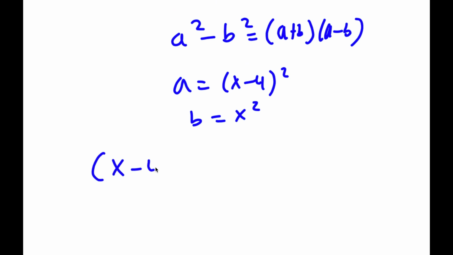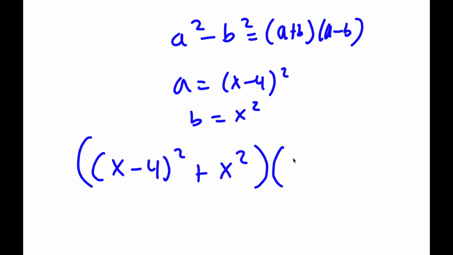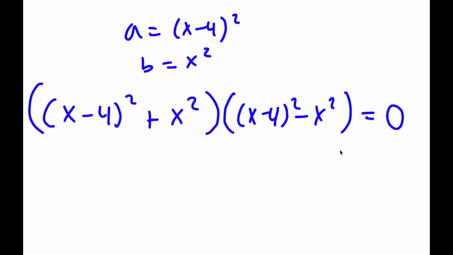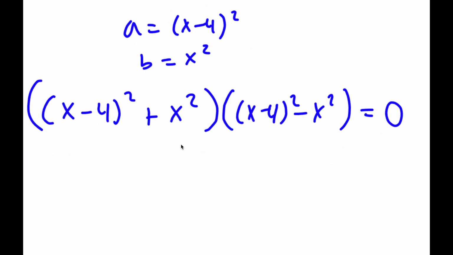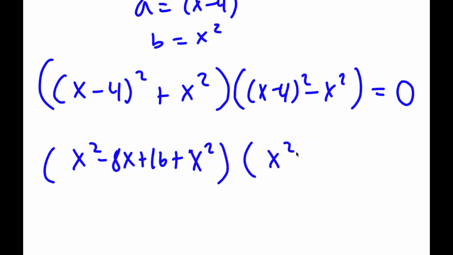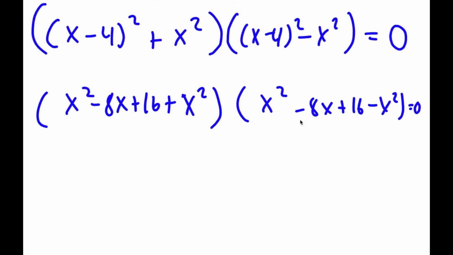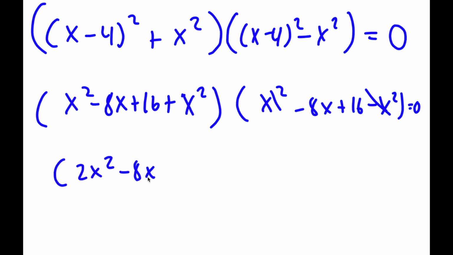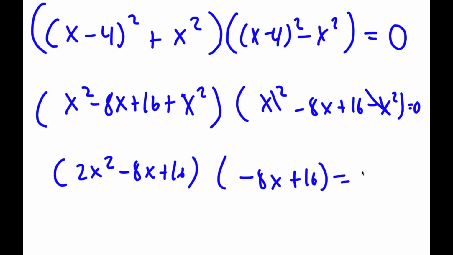So now I have ((x − 4)^2 + x^2) times ((x − 4)^2 − x^2). This is equal to 0. Now, (x − 4)^2, if I expand that, I get x^2 − 8x + 16. Now I have this plus x^2 times x^2 − 8x + 16 minus x^2 is equal to 0. Now for my left-hand side, these two cancel out, and for my right-hand side, these two add up. So I get (2x^2 − 8x + 16) times (−8x + 16) is equal to 0.